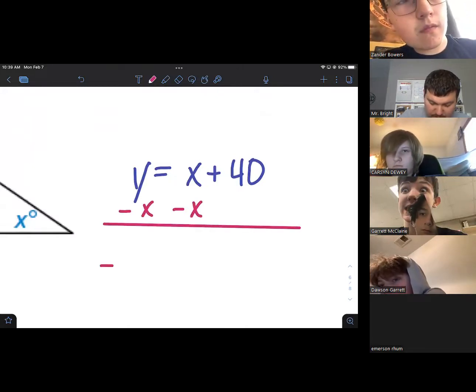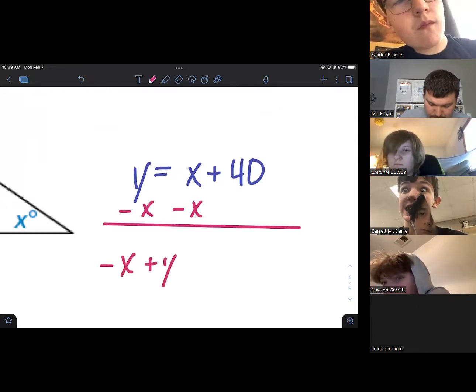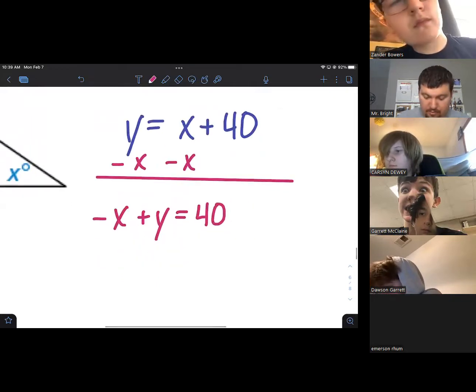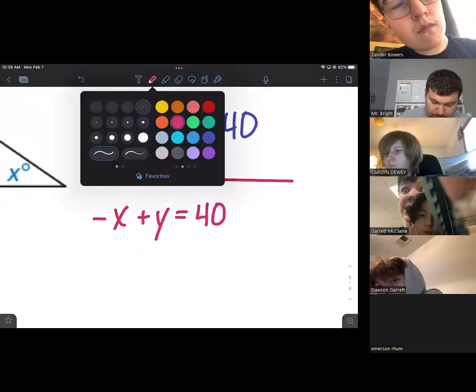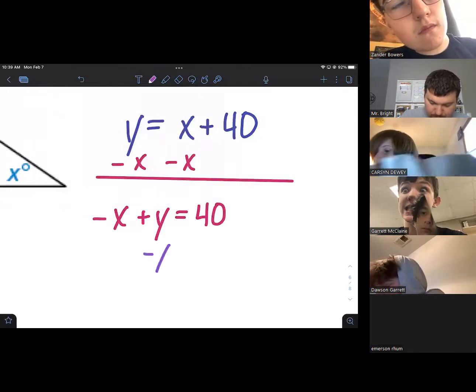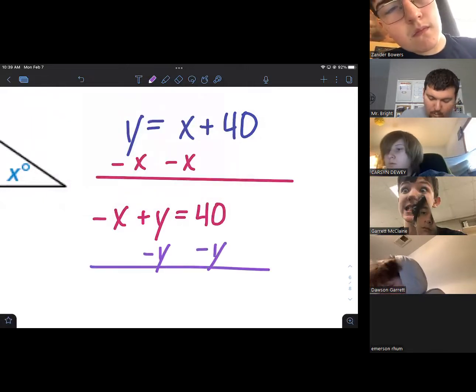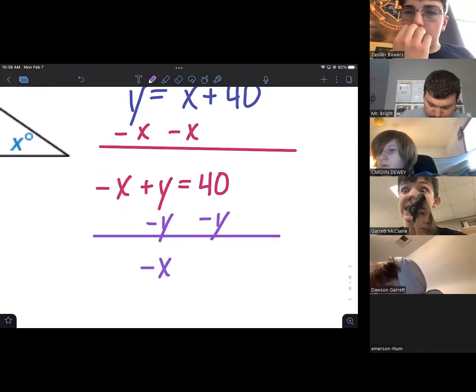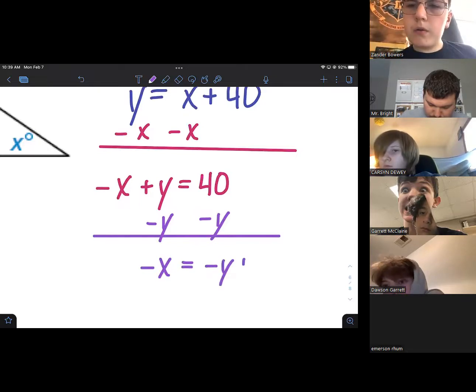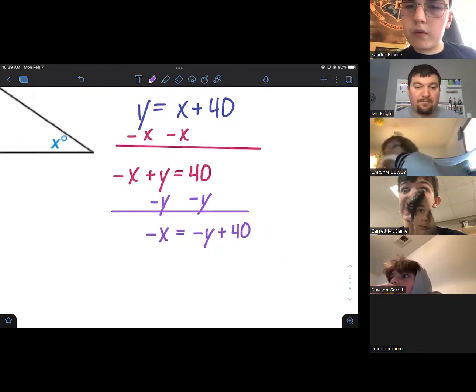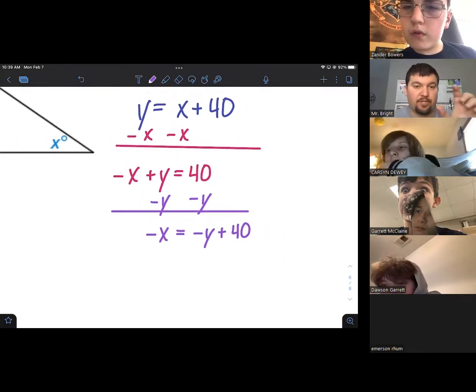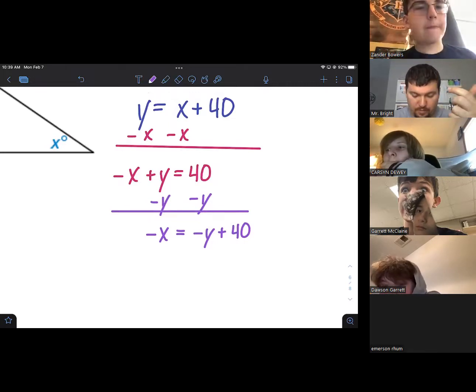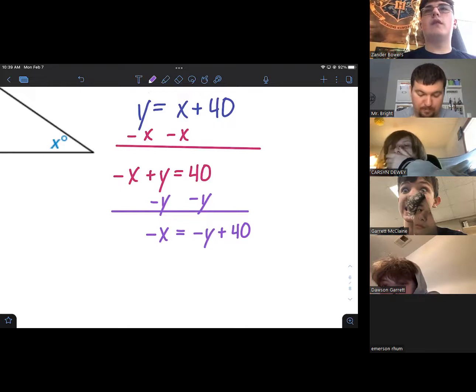So now the x is over here. And then I'm going to subtract y from both sides. So now the y is on the other side. So I've basically flipped them around. What you're not able to do is just literally move them over to each other's spots. You can't do that because it's not going to result in the same equation.